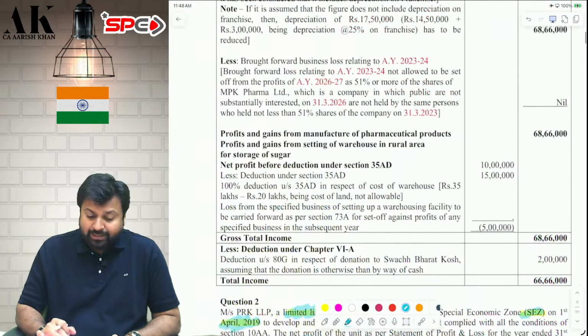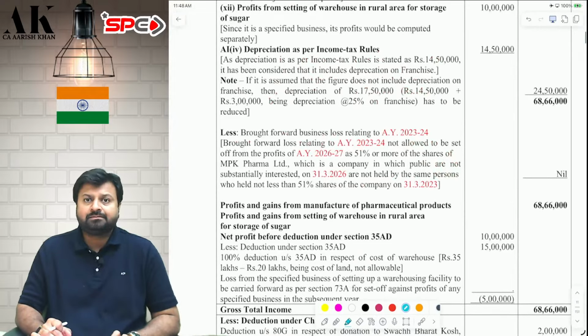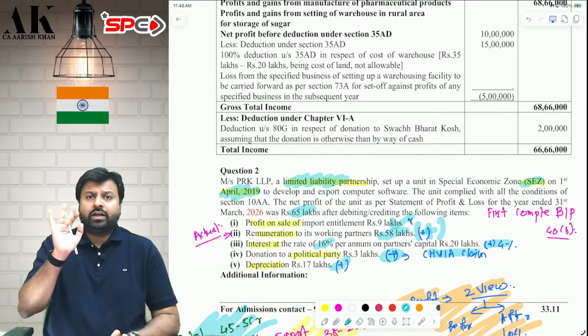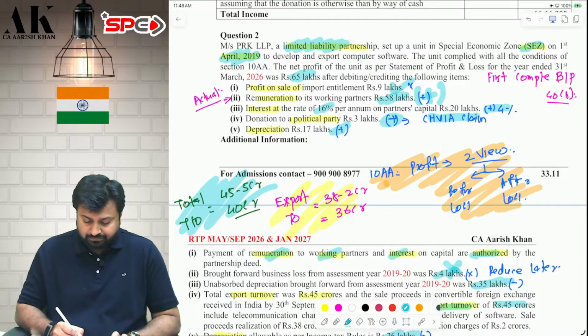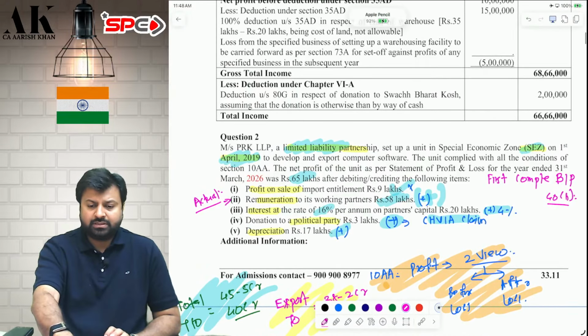Now how much 10AA deduction will we compute? For 10AA deduction, we need three things: export profit, export turnover, and total turnover. Let's try to understand all three of them one by one. Pay attention please, all of you. What is export turnover? But before that, just a second. Let me check. There is some issue over here.